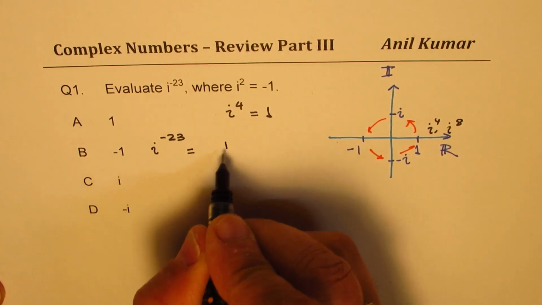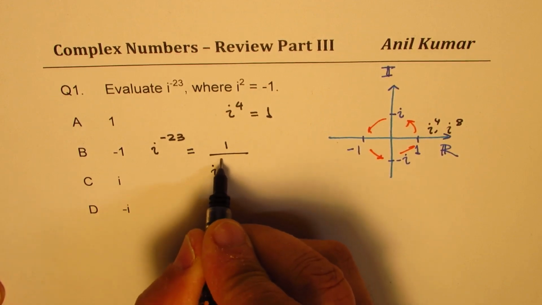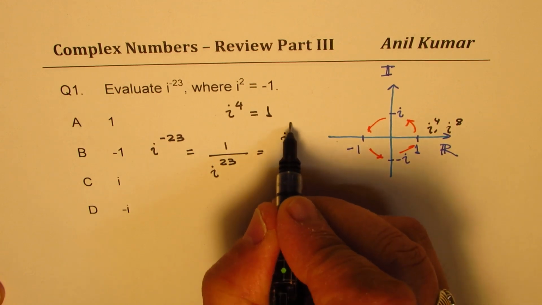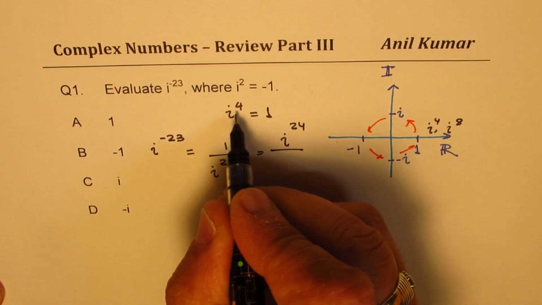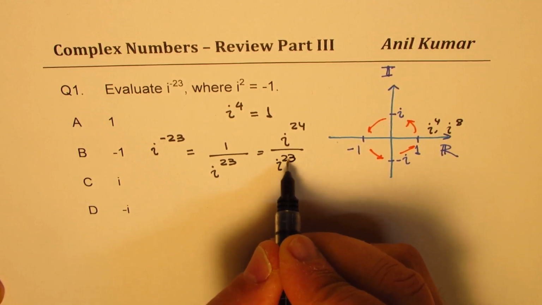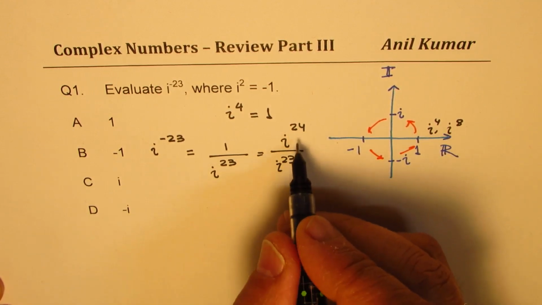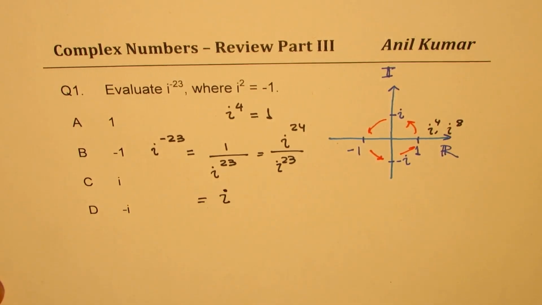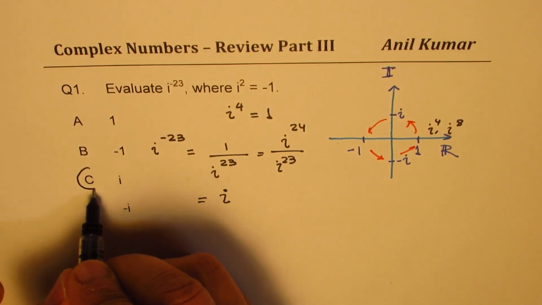Now I'm looking for i to the power of minus 23. Think like this. It is 1 over i to the power of 23. Now 1 could be written as i to the power of 24, a multiple of 4. And we have i to the power of 23. Clearly 23 taken away from 24 gives you the value of i. Do you see that part? And so the option is C.